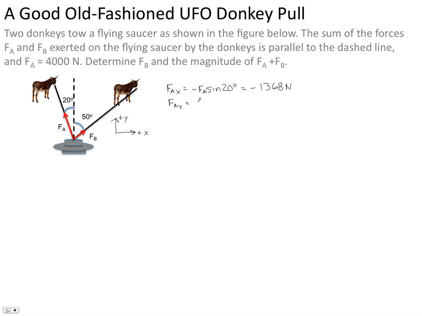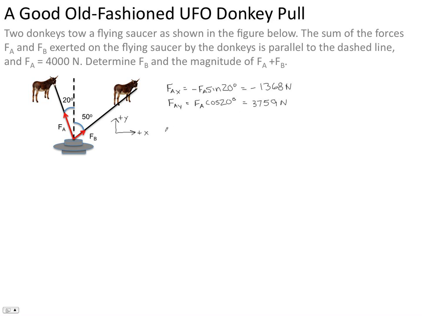And Fay equals, and the y component of A will be positive since it's pointing along that dashed line, and it'll be given by the cosine function, since that component is adjacent to the angle that's given. When you do this, you get 3,759 newtons.